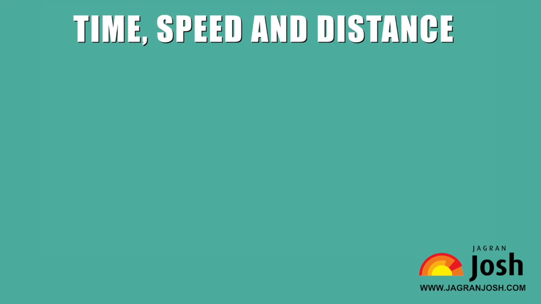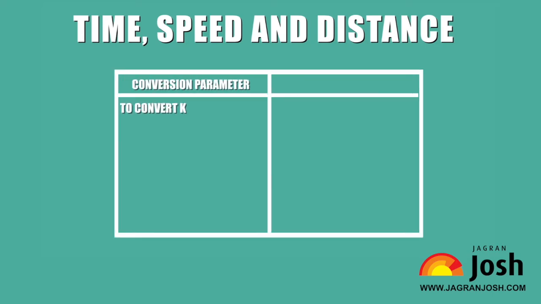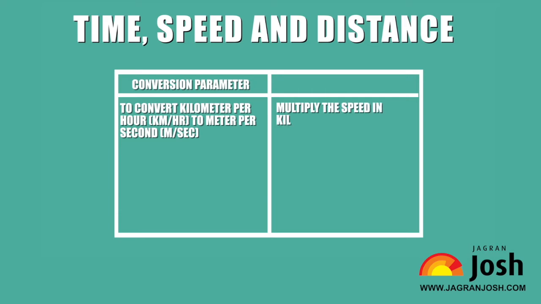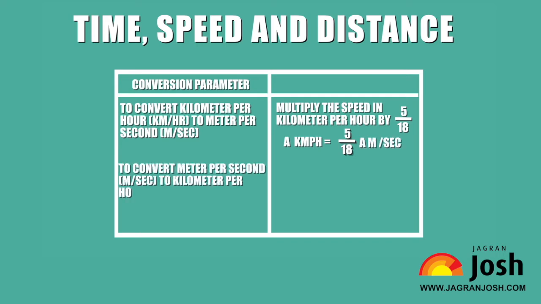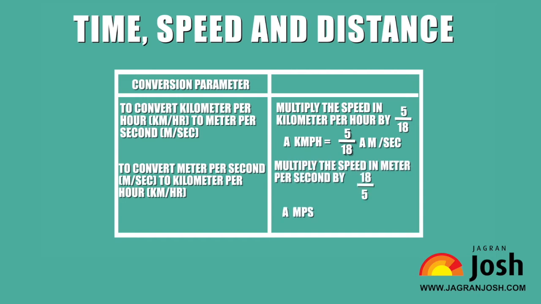Conversion parameter formulas. To convert kilometer per hour to meter per second, multiply the speed in kilometer per hour by 5 upon 18. A kilometer per hour is equal to 5 by 18 meter per second. To convert meter per second to kilometer per hour, multiply the speed in meter per second by 18 upon 5. A meter per second is equal to 18 upon 5 kilometer per hour.